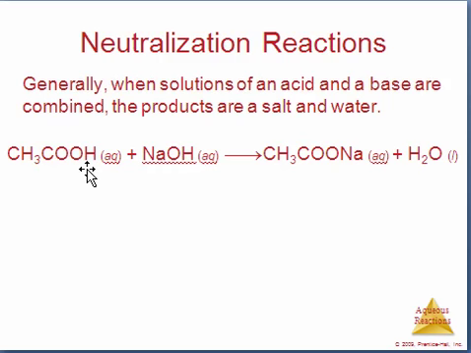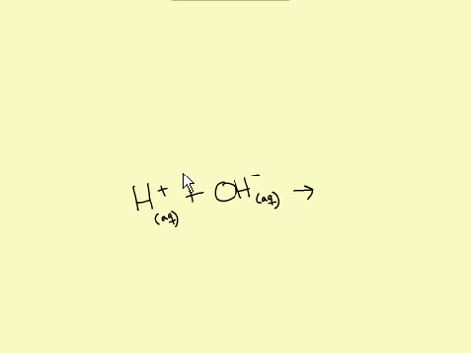So a lot of times when you see acetic acid, it will be written in this way, CH3COOH. It is the last hydrogen, or if it's written the other way, the first hydrogen, that is the acidic hydrogen, the hydrogen that is going to react with the hydroxide.